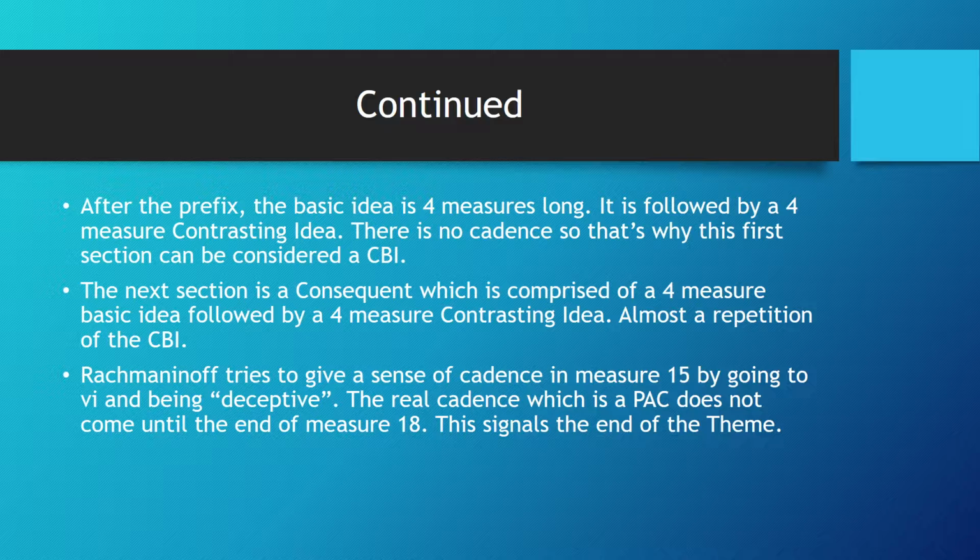Then we have a consequent, which is comprised of another four measure basic idea and a four measure contrasting idea, which makes it eight measures, and it's kind of like a repetition of the CBI, except it ends with a cadence. So we don't get the real cadence until measure 18, which is a PAC. But Rachmaninoff does try to give a sense that there's a little cadence by measure 15 in a six chord. So he's being deceptive in a way, but the real cadence is at measure 18.